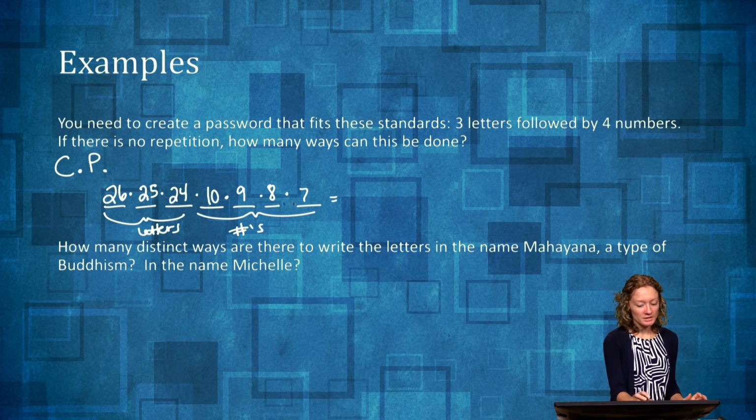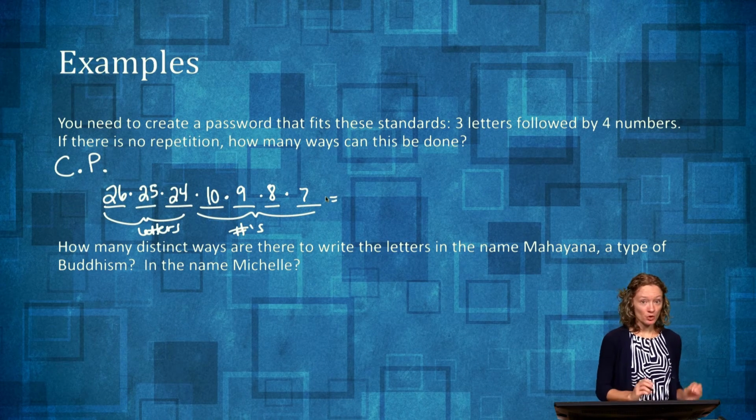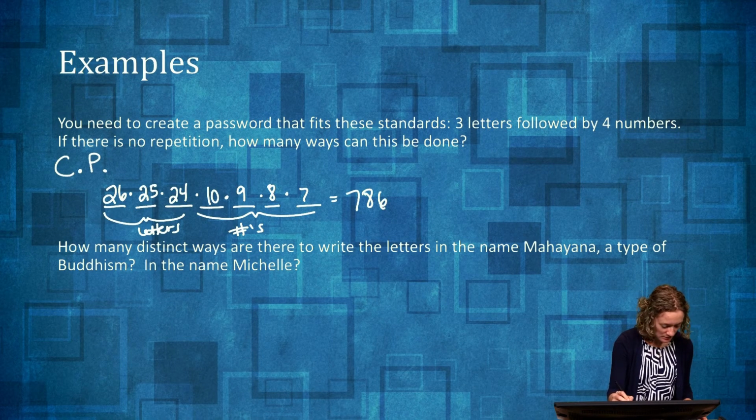Now keep in mind, these are not our selections. We're not saying 10, 9, 8, 7 is the password. That's how many choices we have in each selection. 10, 9, 8, 7. Okay. A huge number, 78,624,000.